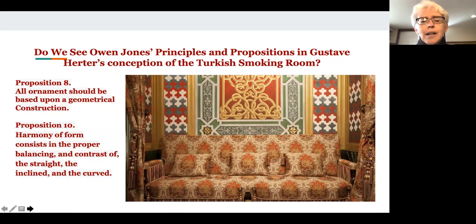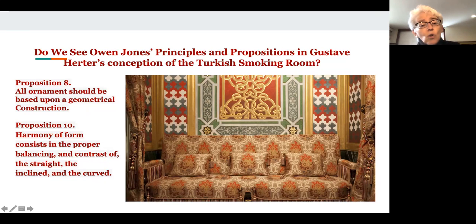So here we are. This is a picture of our Turkish smoking room. And so we're going to see whether Owen Jones's principles and propositions are here in how Gustav Herter designed his concept for this room.